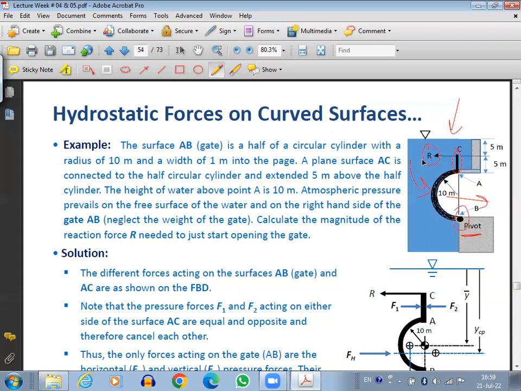But in order to find out how much force is needed, first we need to know how much is the hydrostatic force on the gate and where this hydrostatic force is acting. Then we can apply the moment at the pivot, which is our hinge here. And then we can find out what would be the reaction force.